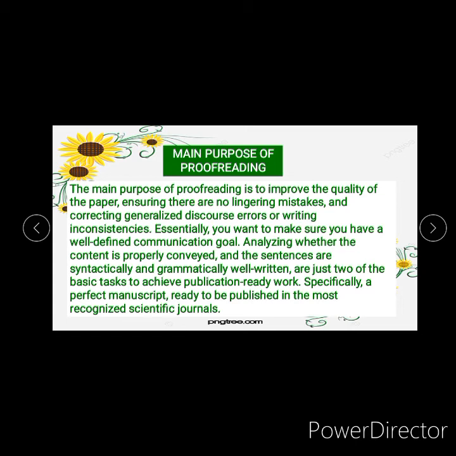So the main purpose of proofreading is to improve the quality of the paper, ensuring there are no lingering mistakes and correcting generalized discourse errors or writing inconsistencies. Essentially, you want to make sure you have a well-defined communication goal, analyzing whether the content is properly conveyed and the sentences are syntactically and grammatically well written. These are just two of the basic tasks to achieve publication-ready work. Specifically, a perfect manuscript ready to publish in the most recognized scientific journal.